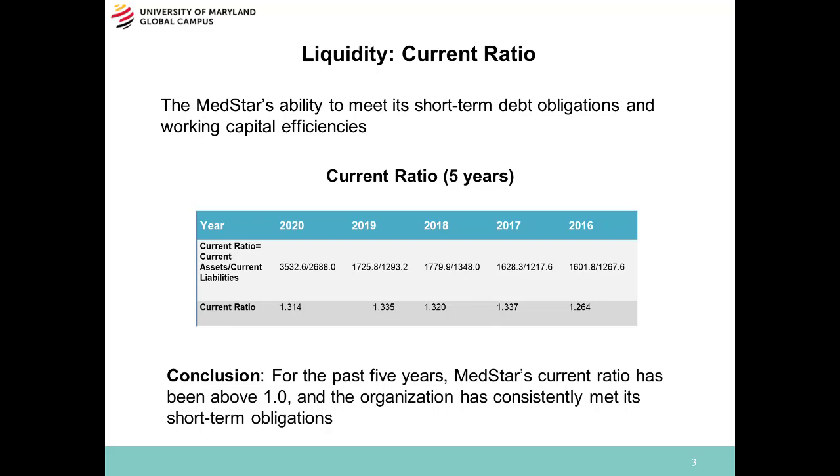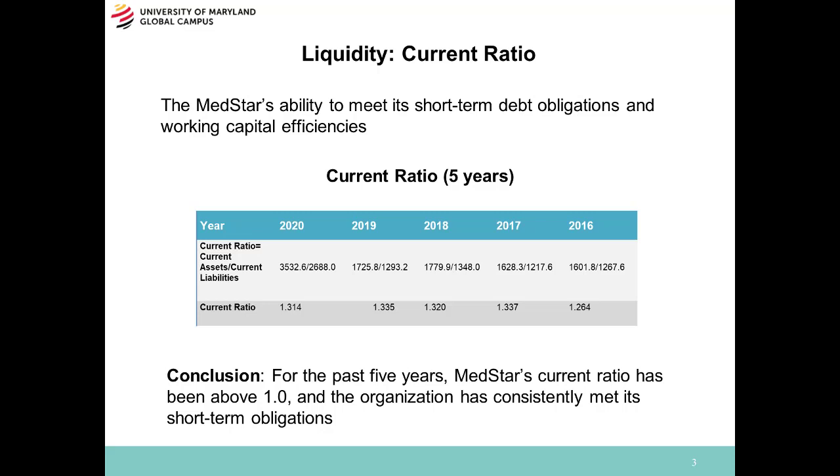Liquidity ratios measure an organization's ability to meet its short-term debt obligations. There are numerous liquidity measures to consider. A few of the most used liquidity measures include current and quick ratios. The current ratio indicates an organization's ability to meet its short-term debt obligations. It shows the relationship between the total current assets and the total current liabilities.